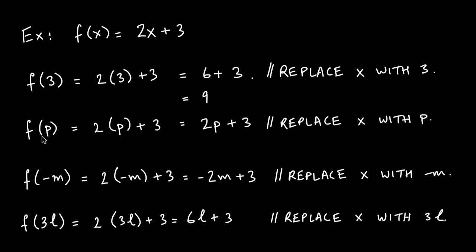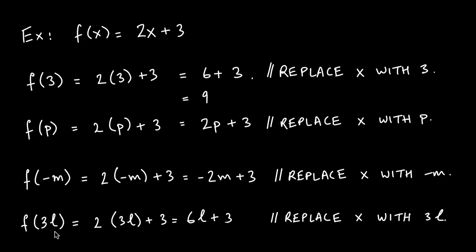Also, if we were to say, well, what's f of p? You do the same exact thing. Instead of the input variable x, we're just replacing it with p. So 2 times p plus 3 is simply 2p plus 3. So all we did was, again, we replaced x with p. And again, as I mentioned earlier, there's no restriction on what we can plug in here. So f of negative m would simply mean that wherever you see an x, replace it with negative m. So 2 times negative m plus 3 implies that this is equal to negative 2 times m plus 3. And again, we only replace the x with a negative m.